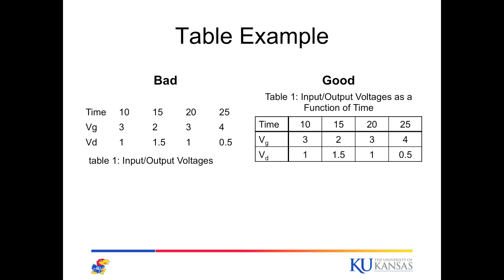So if we look at the better example, I've added lines, so it's clear that we're looking at VG and VD. We don't know what that is, but we know that's what's on the table, and we're plotting that first time. And we've expanded our table title to be input-output voltages as a function of time.